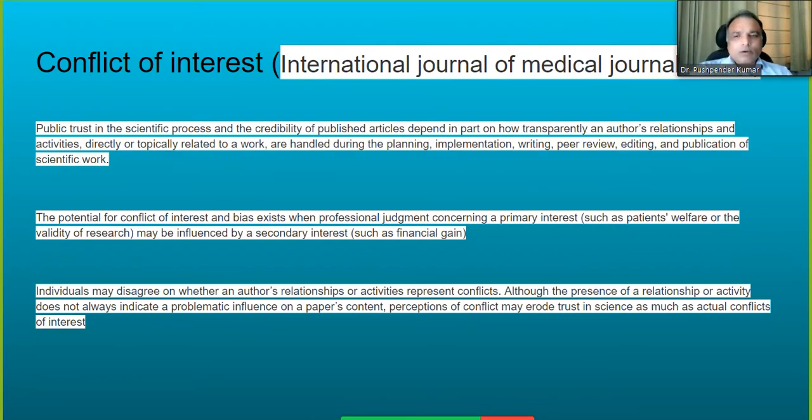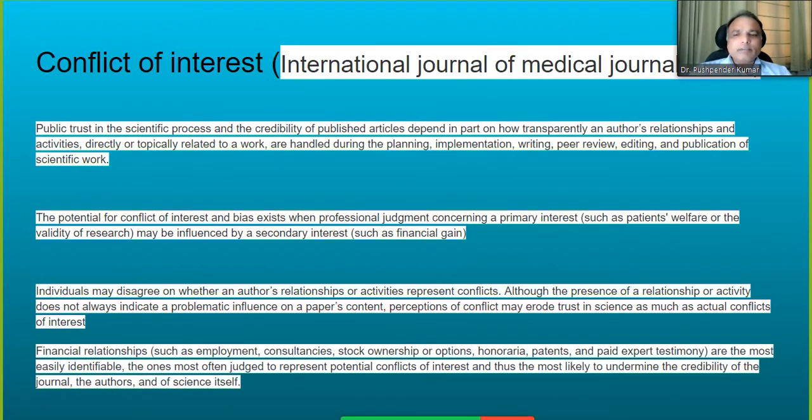Now this is another thing: financial relationships such as employment, consultancy, stock ownership or options, honoraria, patents, and paid expert testimony are the most easily identifiable. They are the ones most often judged to represent potential conflict of interest, and so the most likely to undermine the credibility of the journal, the author, and of science itself. So it is very clear here.